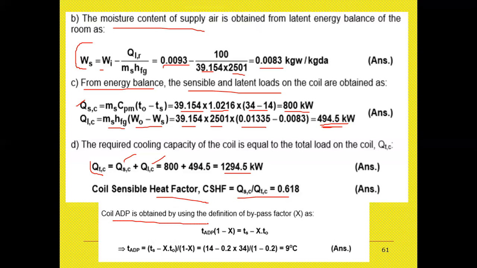The coil ADP is obtained by using the definition of bypass factor: T ADP times (1 minus X) is equal to Ts minus X times T0. Therefore, T ADP is Ts minus X into T0 divided by (1 minus X). That implies (14 minus 0.2 into 34) divided by (1 minus 0.2), that is 9 degrees centigrade.